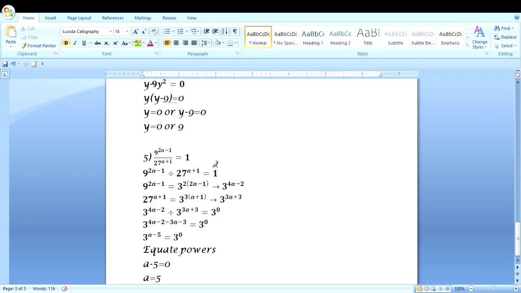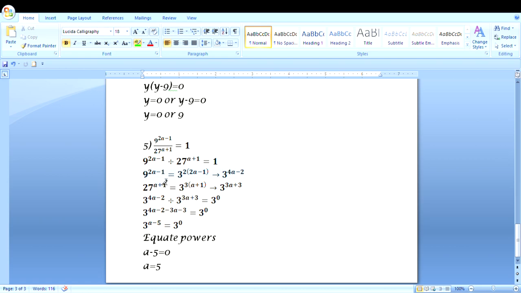9 raised to power 2 alpha minus 1 divided by 27 raised to power alpha plus 1 is equal to 1. So first of all, we express this as 9 raised to power 2 alpha minus 1 divided by 27 raised to power alpha plus 1 is equal to 1. Here you can see our 9 here, we can also express this as 3 squared. So this becomes 3 squared, open bracket, 2 alpha minus 1, close bracket. So here 2 times 2 alpha gives us 4 alpha. 2 times minus 1 gives us minus 2.